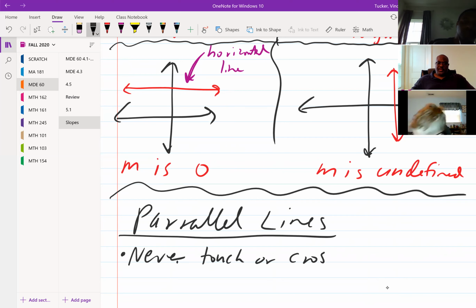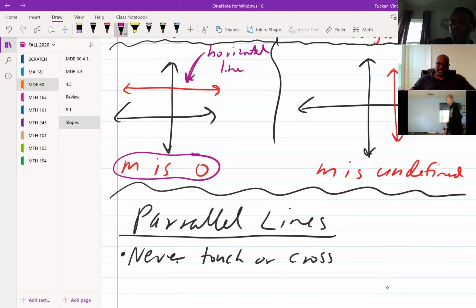You said M is what? M is if it's horizontal. No, if you have a horizontal line, M is 0. M is 0. Yeah. And then if it's a vertical line, M is undefined.